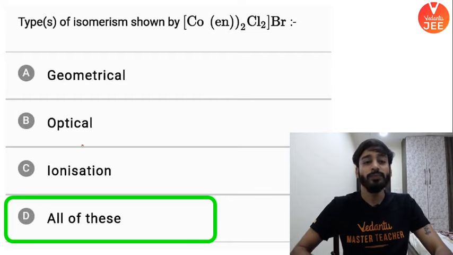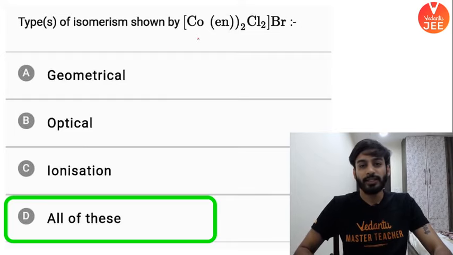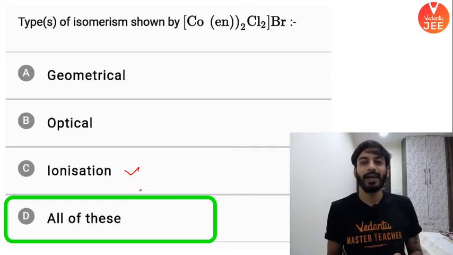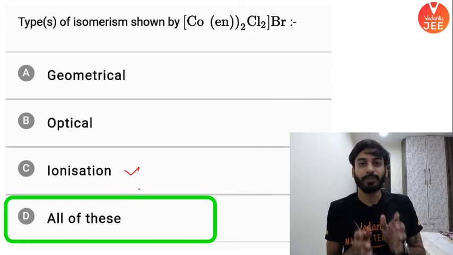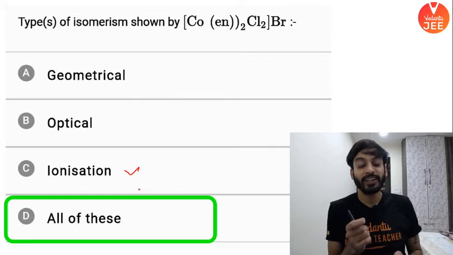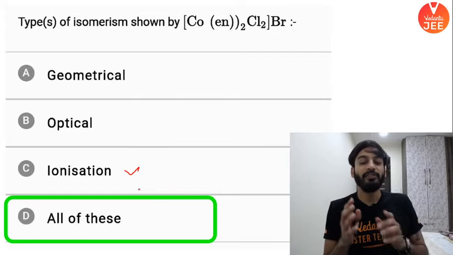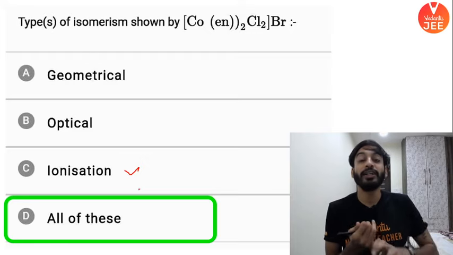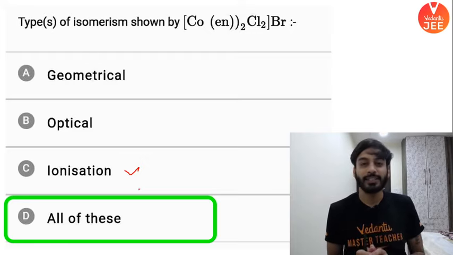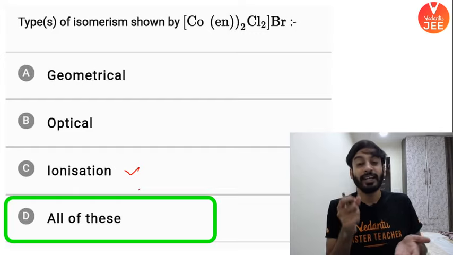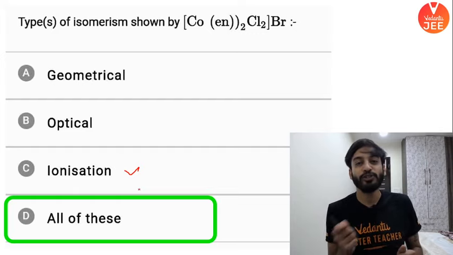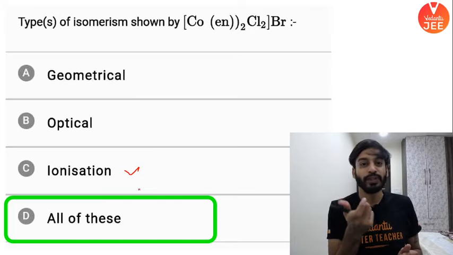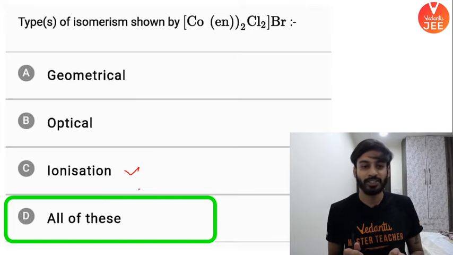I'll explain how. First of all, this complex can show ionization isomerism. What do you mean by ionization isomerism? In this isomerism, you get different ions when you ionize the complex. When you ionize this complex, it can furnish Br minus, and it can also furnish Cl minus. So it shows ionization isomerism.